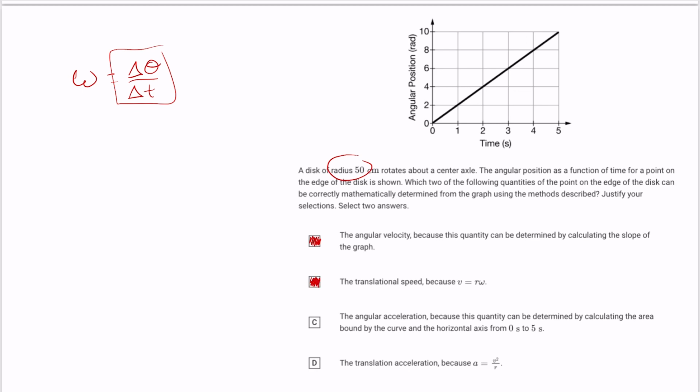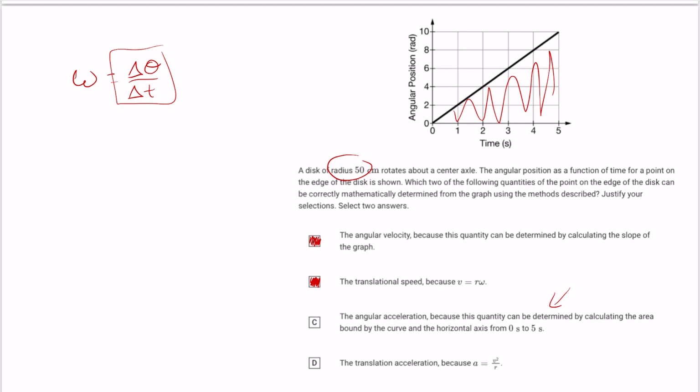So let's see C, the angular acceleration, because this quantity can be determined by calculating the area bound by the curve and the horizontal axis from 0 to 5. What's interesting is that we do know the angular acceleration. It's 0. This graph having a constant rate of change suggests that acceleration is 0, because that means that velocity is staying the same throughout this 5-second time period. But it's not true that the area underneath this curve is that acceleration. The area underneath this line is clearly not 0. So while we can find the angular acceleration, not in the manner that it suggests. So we're definitely not going to circle C.